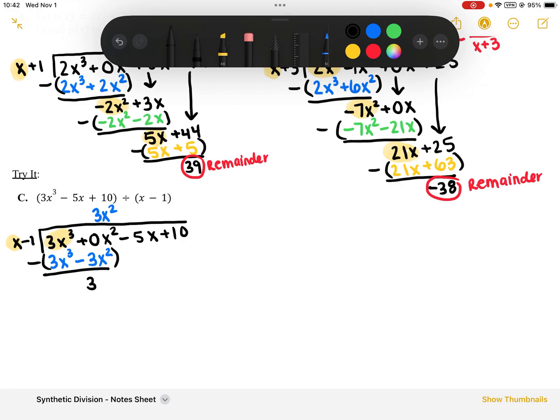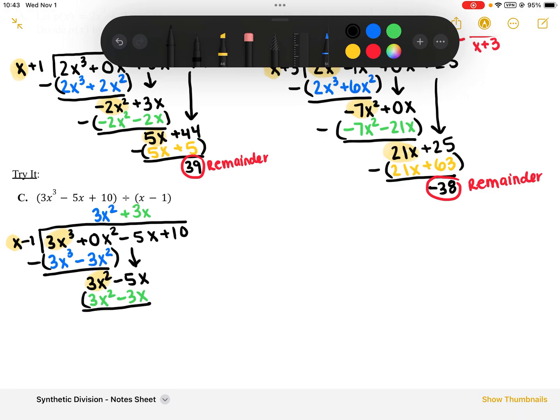When I subtract, I get 3x squared. Bring down my next term. My next term is negative 5x or minus 5x. So now I need to figure out what's missing. I need to figure out what I multiply x by to get 3x squared, and I need to multiply by 3x. 3x times x gives me 3x squared. 3x times negative 1 gives me negative 3x.